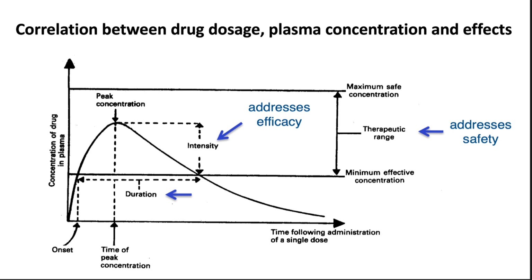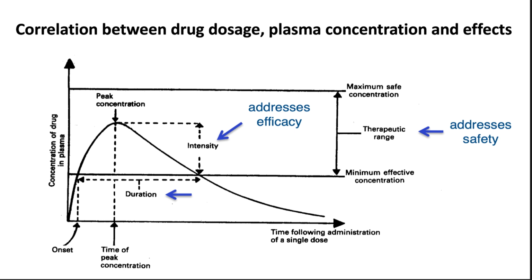But the duration is from the time of onset, when it touches the minimum therapeutic concentration on the absorption phase, until it touches the minimum effective concentration on the elimination phase. Because after that time, as the drug continues to be removed from the body, you're no longer going to be able to produce its effect. So duration is from onset until the elimination concentration reaches the minimum effective concentration. So that's how long a drug will work.